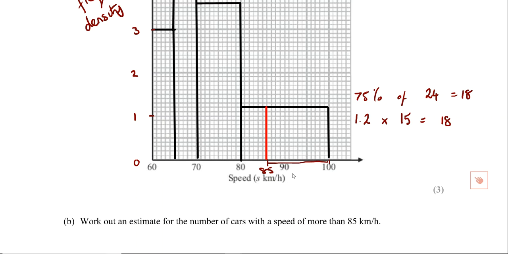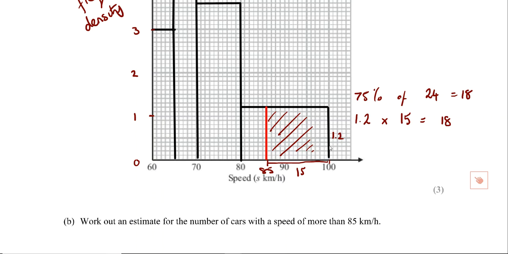The frequency is not 1.2. So I'm looking for the area of this, so I know that's 15, and the height is 1.2. So that's that way. And we also get Greg's method because 75%. 75% of 80 to 100 is 15.